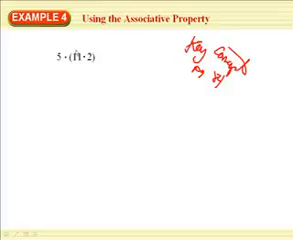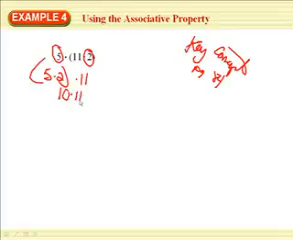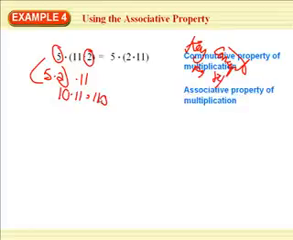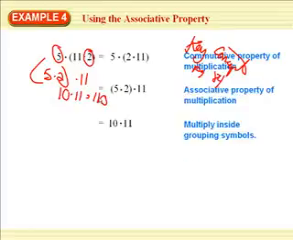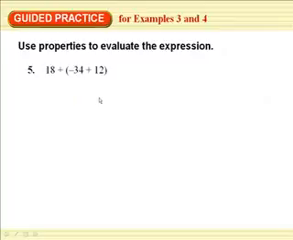So, I like 10, so I would probably do 5 times 2 first. I would write those first and multiply those. And 5 times 2 is 10, times 11 is 110. There we go. I wouldn't even worry about symbols. Use properties to evaluate the expression.